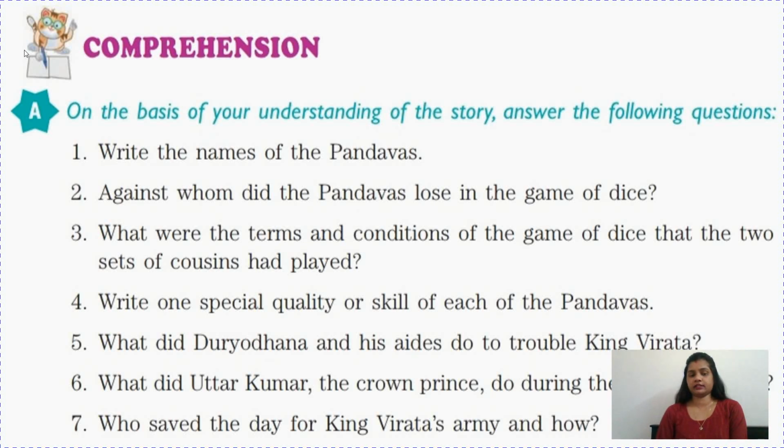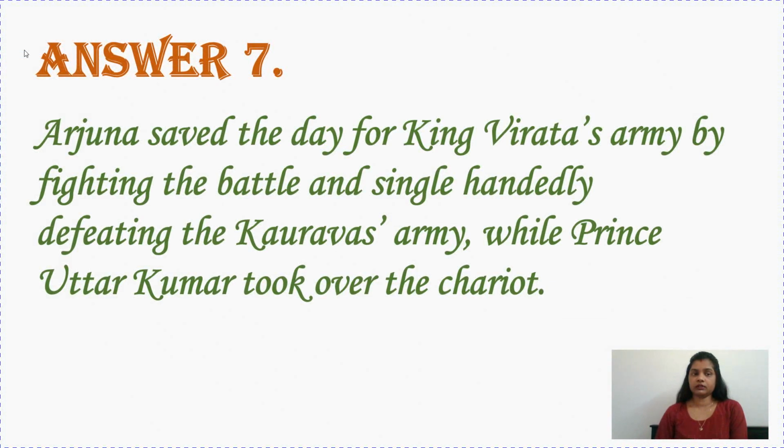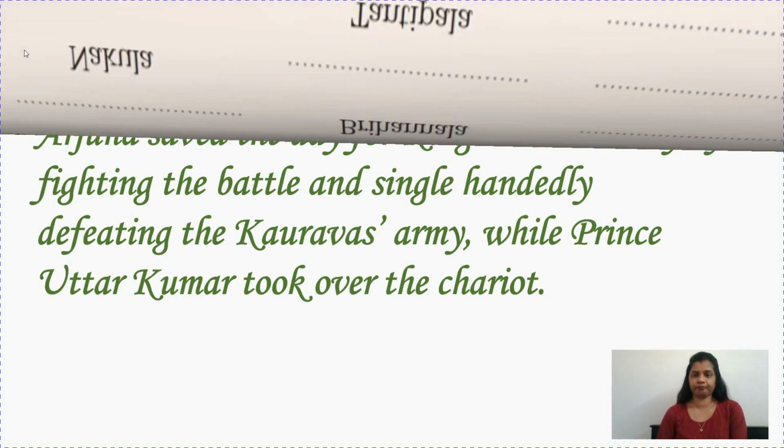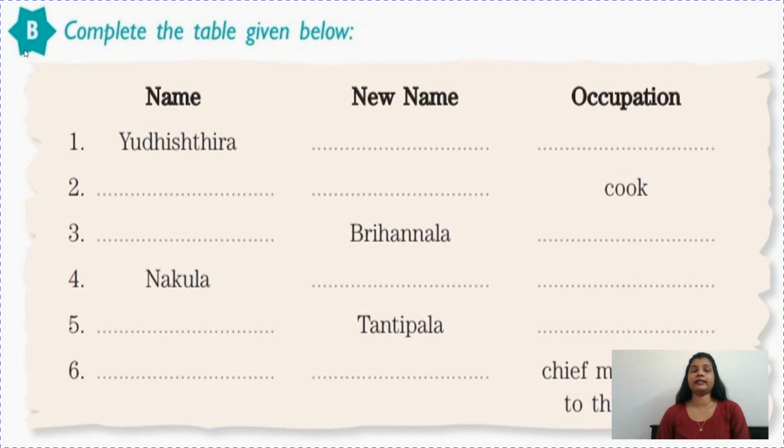Now, question number 7 is who saved the day for King Virata's army and how? So, Arjuna saved the day for King Virata's army by fighting the battle and single-handedly, means alone, defeating the Kauravas army while Prince Uttar took over the chariot. Now, children, you have to complete the table given below. It's incomplete. You have to write in the first column the original name, then the new name and the occupation. Few are already given. You have to fill in the rest of the blanks.